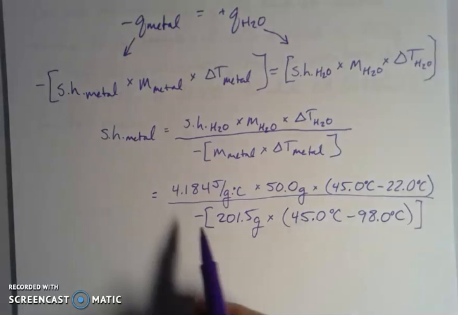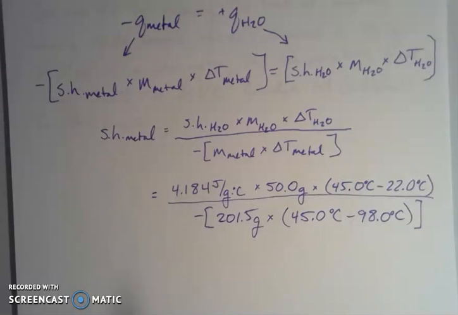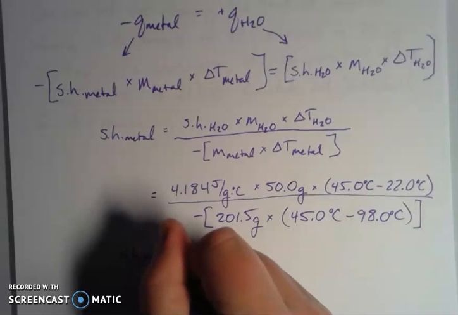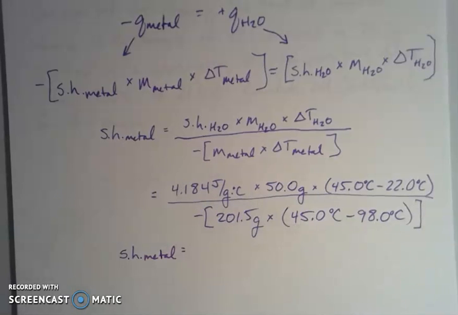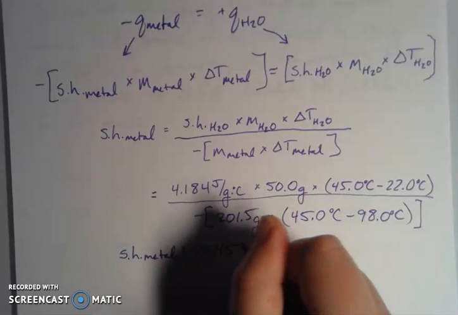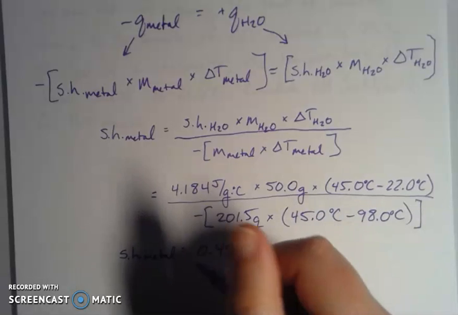And when I take the negative of that negative value, when I multiply through, that'll give me a positive number. So I'll have a positive number divided by a positive number, which will give me a positive specific heat, which is what I'm looking for. And then when I plug in those numbers, I end up with 0.451 joules per gram degree Celsius.